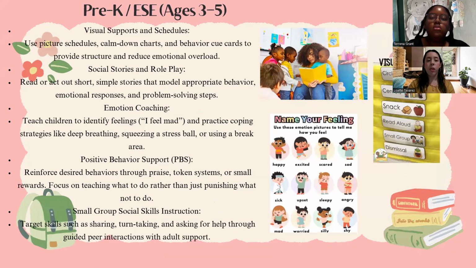Next, Pre-K, ages 3 to 5. Visual supports and schedules: use picture schedules, calm down charts, and behavior cue cards to provide structure and reduce emotional overload, which is in this picture right here. Social stories and role play: read or act out short, simple stories that model appropriate behavior, emotional responses, and problem solving steps.